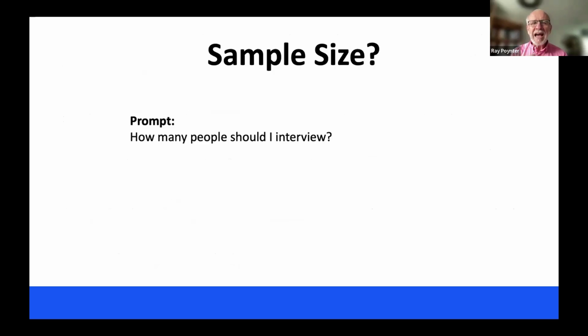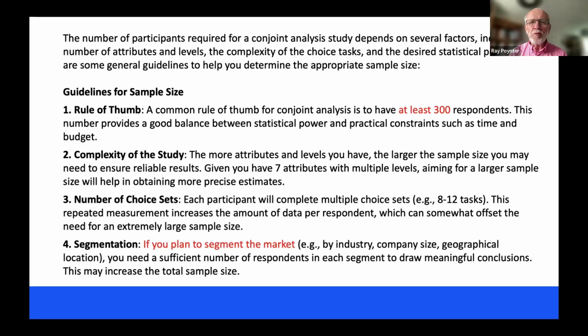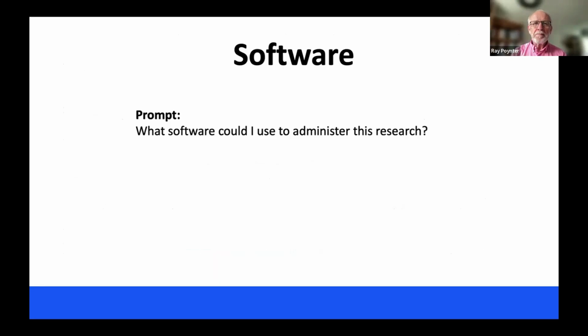And then I ask it, how many people should I interview? It comes back with a rule of thumb, at least 300 respondents. It tells us that it's a lot to do with the complexity of the study. It's to do with the number of choice sets you've got. But it makes this nice point at the bottom that if my client is going to want to segment the data, then the sample size will have to be larger. And that's a useful point to be making.